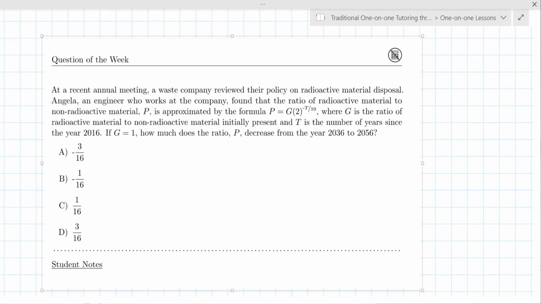At a recent annual meeting, a waste company reviewed their policy on radioactive material disposal. Angela, an engineer who works at the company, found that the ratio of radioactive material to non-radioactive material, P, is approximated by the formula P equals G times 2 to the power of minus 10 divided by minus T divided by 10, where G is the ratio of radioactive material to non-radioactive material initially present, and T is the number of years since the year 2016. If G equals 1, how much does the ratio P decrease from the year 2036 to 2056?